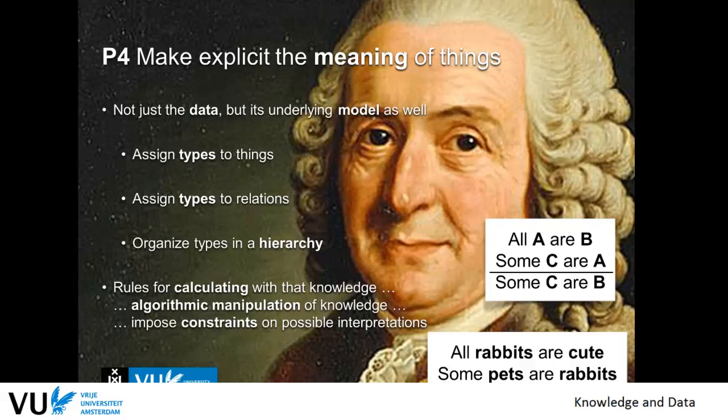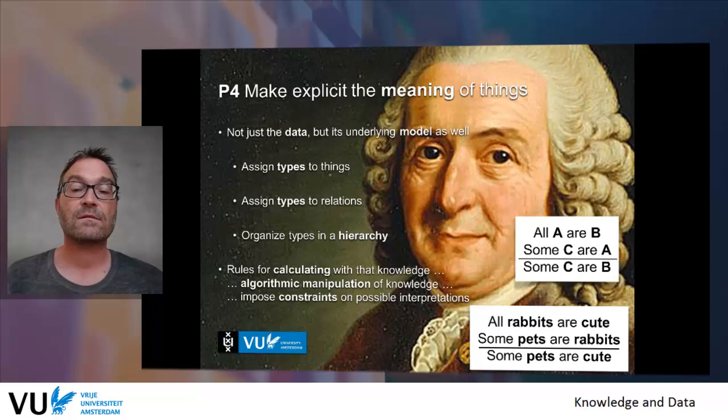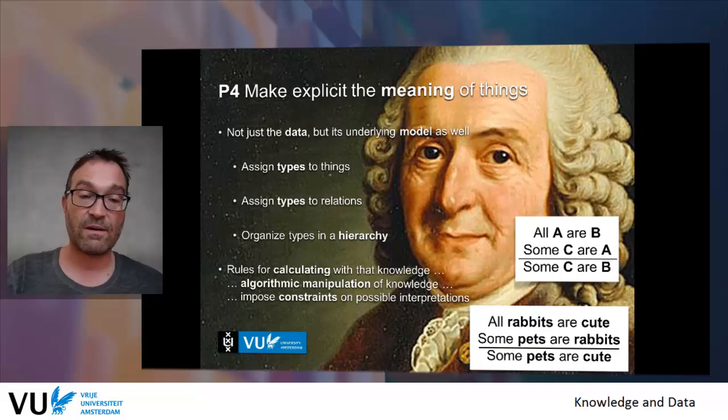It doesn't matter whether we talk about rabbits, pets, or cars, the inference is valid and is always predictable and always the same, because we have assigned a value and a meaning to the operators all, some, and are in this case. And this allows us to conclude something about pets, rabbits, but also cars, whatever is modeled this way.